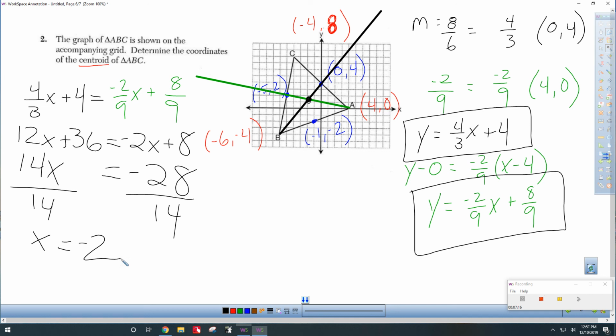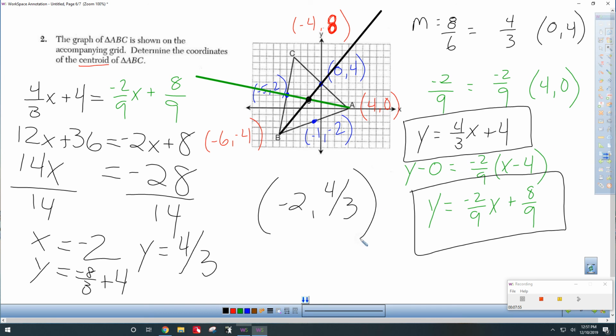I'll pick that one. So 4 times negative 2 is negative 8. So y equals negative 8/3 plus 4. 4 is 12/3. So you get negative 8/3 plus 12/3. So it's 4/3. So our point, our centroid, is negative 2, comma 4/3.